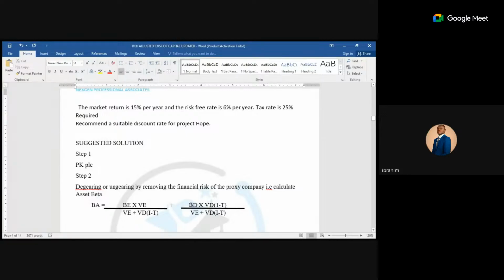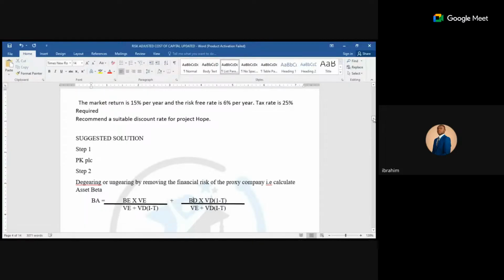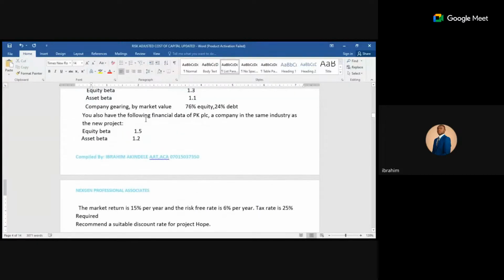Now, in the question, are we given any beta debt of the proxy company? Don't forget, all this information is for the proxy company. Now, check. Beta debt of the proxy company, is it given? This is the information of the proxy company. Can you see it? You can see you have equity beta. You just have equity beta and asset beta. No beta debt. Is there any beta debt? No, but they give us asset beta.